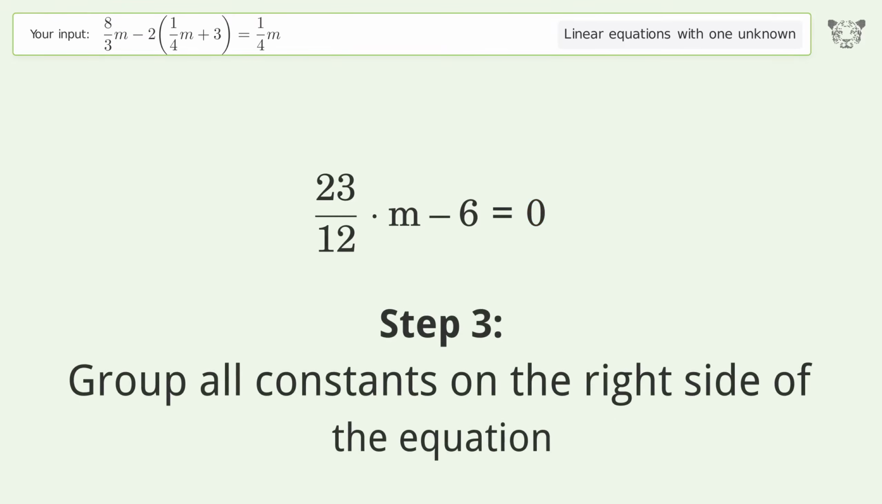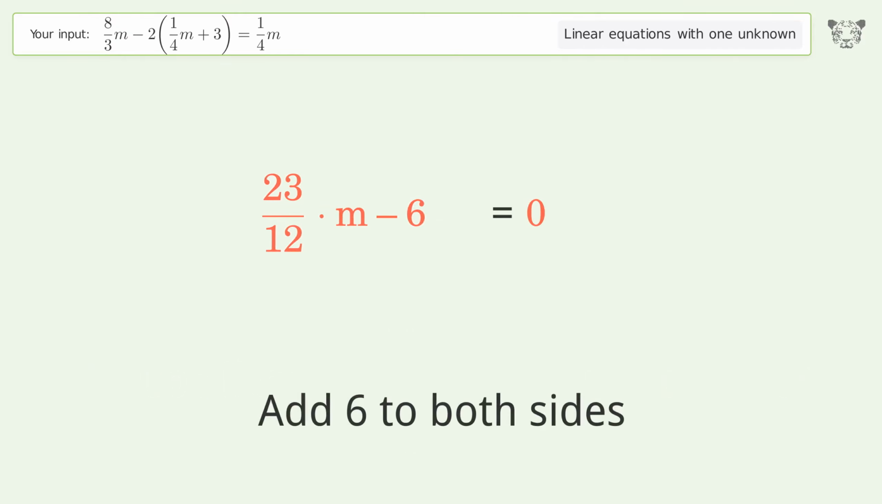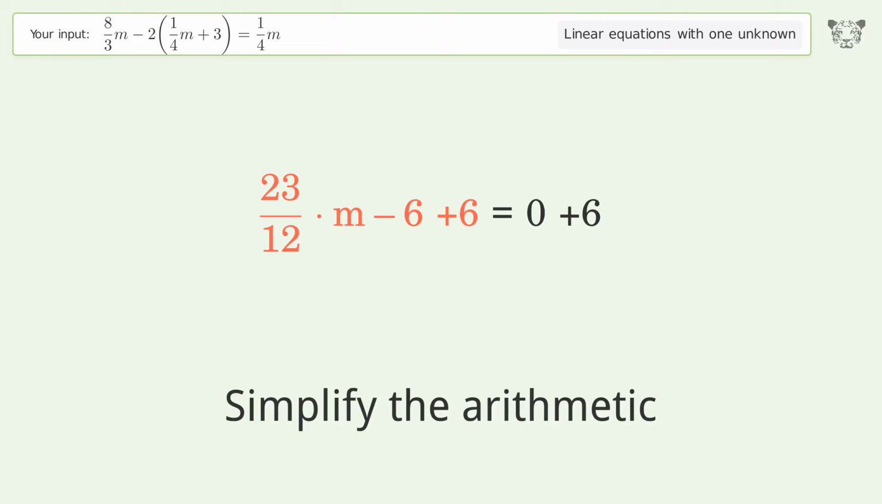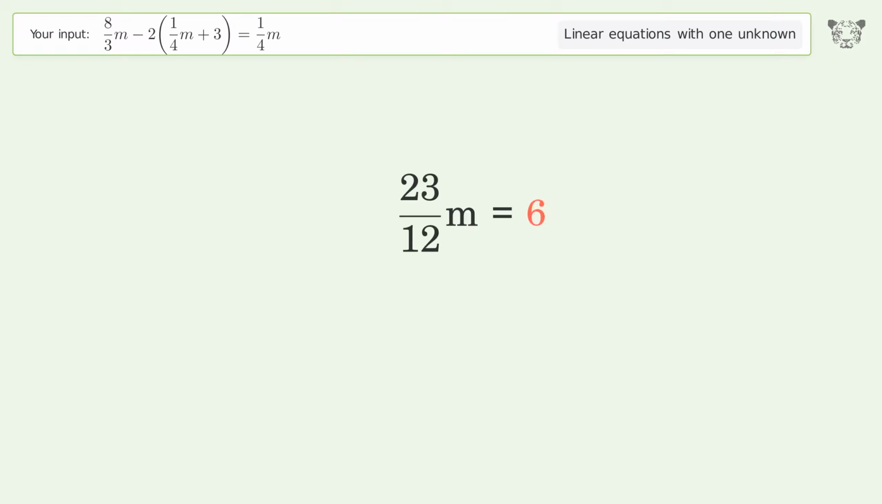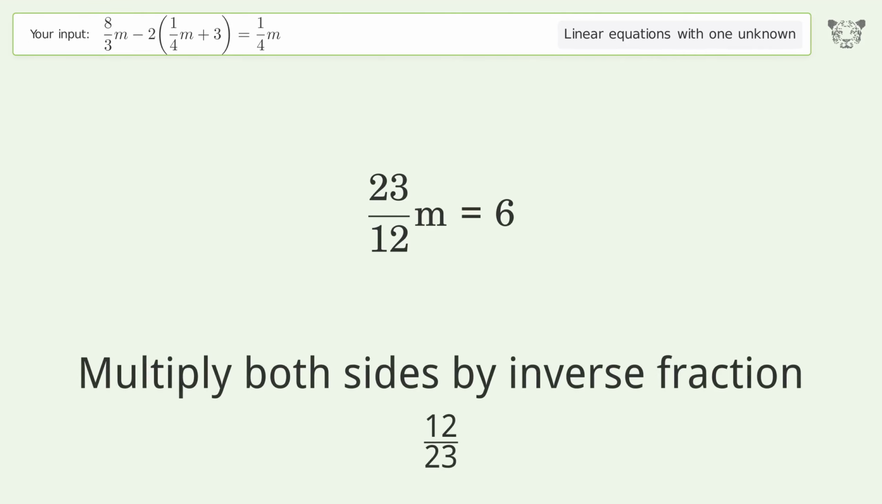Group all constants on the right side of the equation. Add 6 to both sides. Simplify the arithmetic. Isolate the m. Multiply both sides by inverse fraction 12/23.